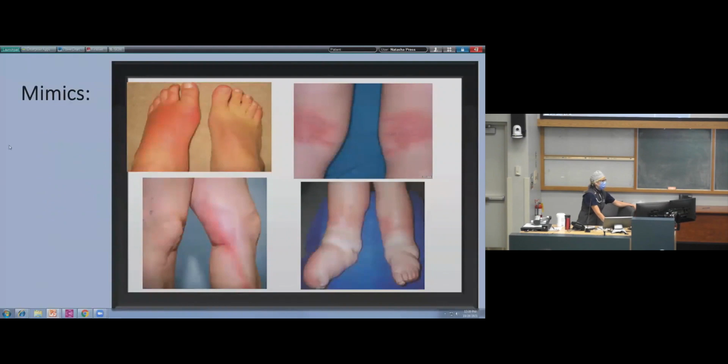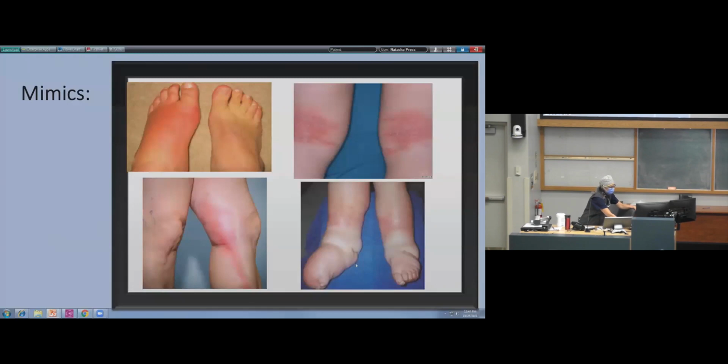Here are some other mimics. Okay, tell me what you guys think these are. So this is a normal foot. And this is a hot, red, swollen foot. What do people think that is? Okay, that's gout. This is bilateral, erythematous, kind of scaly. What do you think that is? Okay, that's some sort of dermatitis, but that's not a skin and soft tissue infection. Okay, this leg is fine. This leg is swollen, painful, red. What do you think that is? So that's a DVT. And these legs are bilaterally swollen. They have this bilateral redness that's shiny on both legs. Do you know what that is? That is lymphedema.